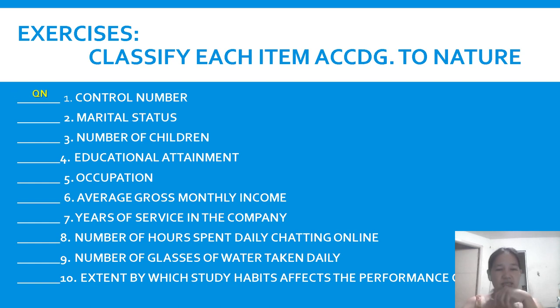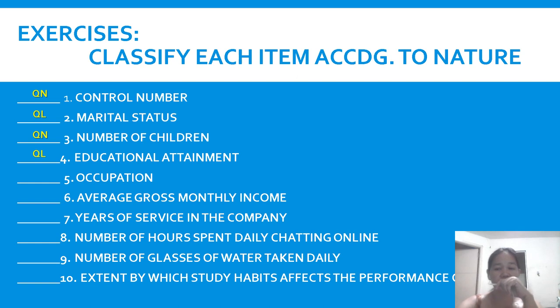I hope everybody gets the answer for number one is quantitative. Number two, qualitative. Three, quantitative. Four, qualitative. For number 1, the control number is a number, so it's quantitative. Qualitative, marital status, the same with the examples I have given: single, married, widowed, or separated. Number of children could be 5, 4, 3, or only 1 child.